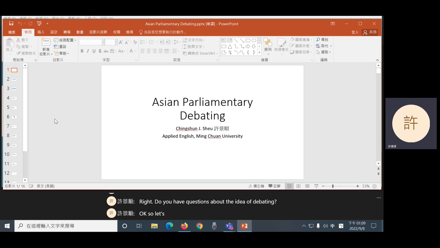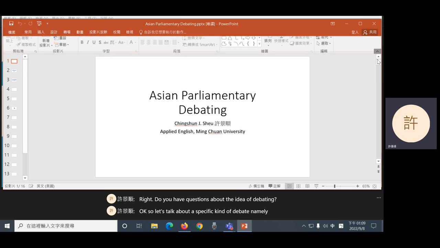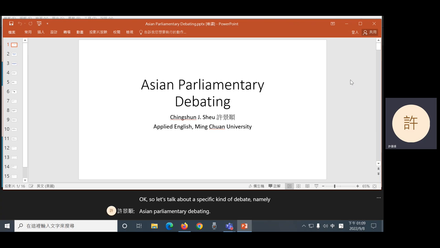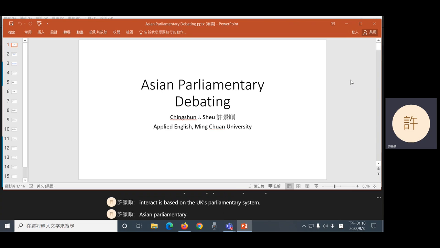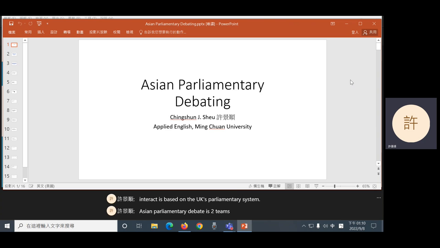Okay, so let's talk about a specific kind of debate, namely Asian parliamentary debating. Parliamentary debating, as the name suggests, is taken from the UK Parliament. And so the names of the roles played by people in the debate and the way that they speak, the way that they interact, is based on the UK's parliamentary system. Asian parliamentary debate is two teams. Each team has three people. But there are four speeches per team. So on each team, one person will have to speak twice.